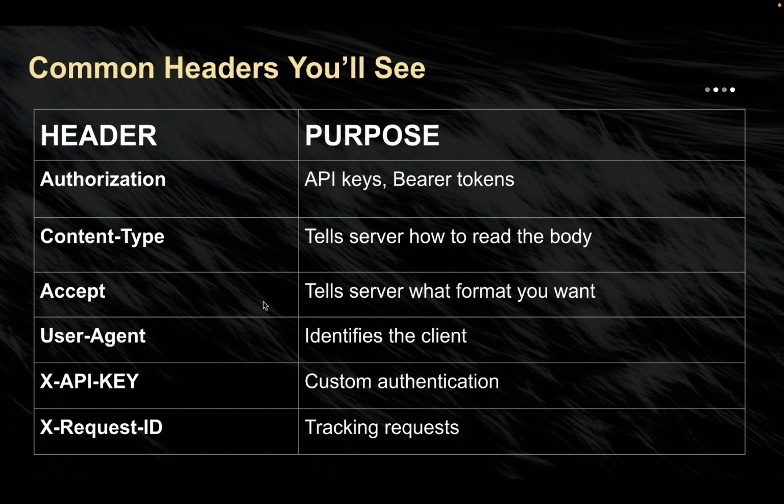Then we have the Content-Type, which tells the server how to read the body. Is the body a JSON object or is it just a string? Accept tells the server what format you want. Are you expecting a JSON object as well, or just a string or text data? User-Agent identifies the client. X-API-Key is a custom authentication. X-Request-ID is used to track requests.